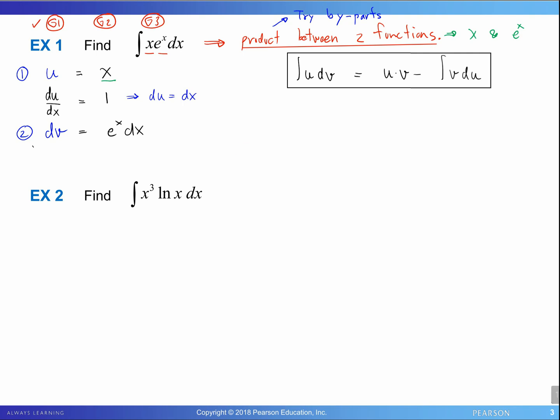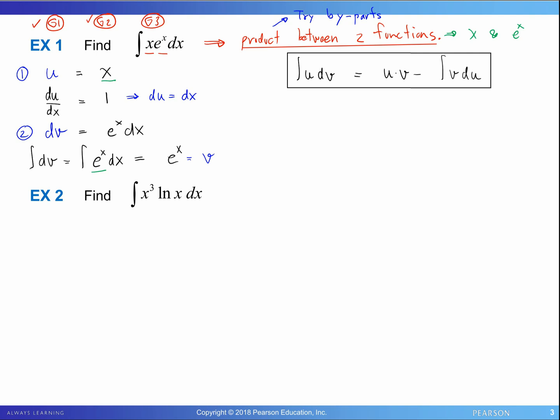So integrate dv is going to be equal to integral of e to the power of x dx. Now we find the antiderivative of e to the power of x, and we know that it stays the same. So we have e to the power of x right here, and this is going to be equal to v. Since we can integrate dv, it means that the second guideline is satisfied. So G2, check.